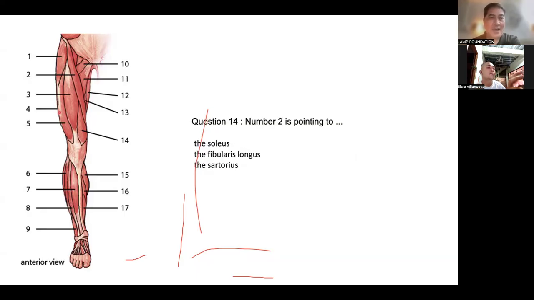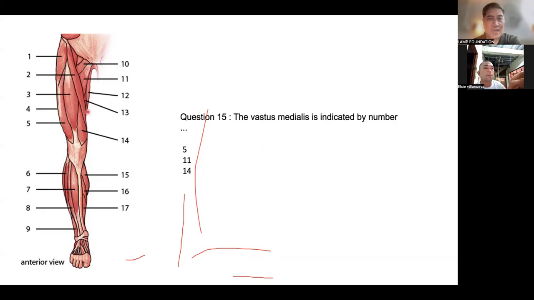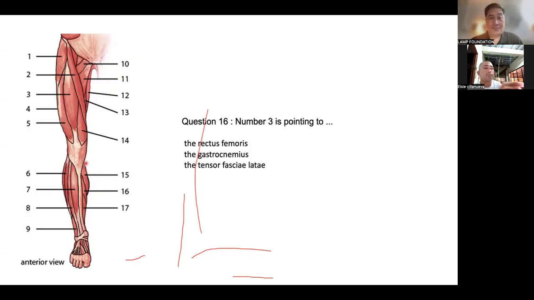Number 4 is iliotibial tract. Number 2, remember? Sartorius. Vastus medialis is what number? 14. So if 14 is vastus medialis, what is number 5?